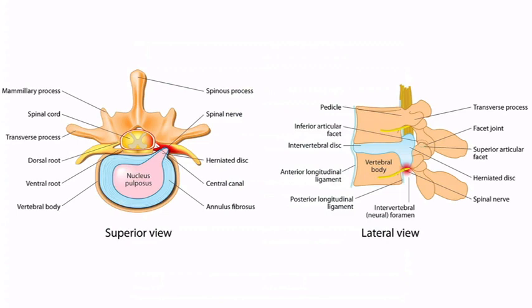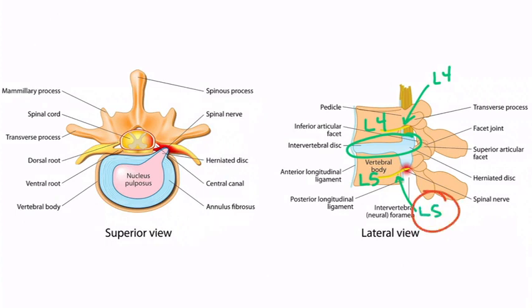If we look back at this image, we can see this more clearly. So for example, if this were the L4 vertebra and this were the L5 vertebra, then the herniated disc right here would compress the L5 nerve root. So this would be the L4 nerve root and this would be the L5 nerve root. And L5 would be the one that's compressed.